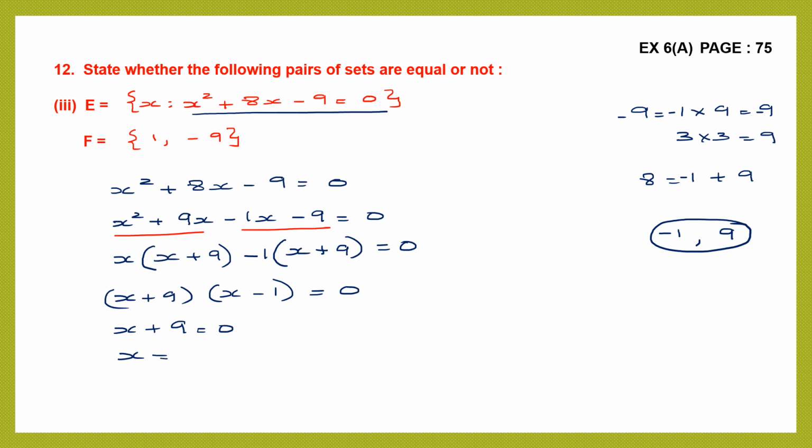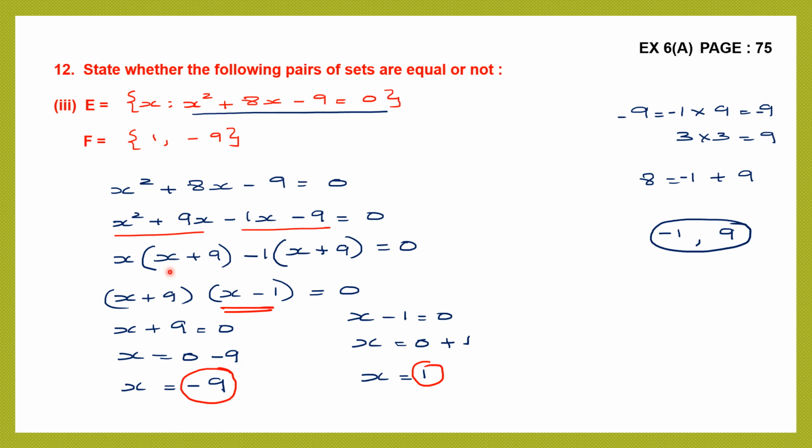So x is equal to 0 minus 9, or x is equal to minus 9. So we found the one element of set E. Now let's go to this part, x minus 1. So x minus 1 is equal to 0. So x is equal to 0 plus 1. So x is equal to 1. So we found the second value.